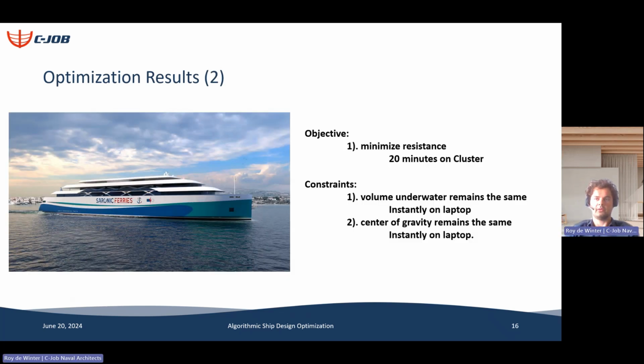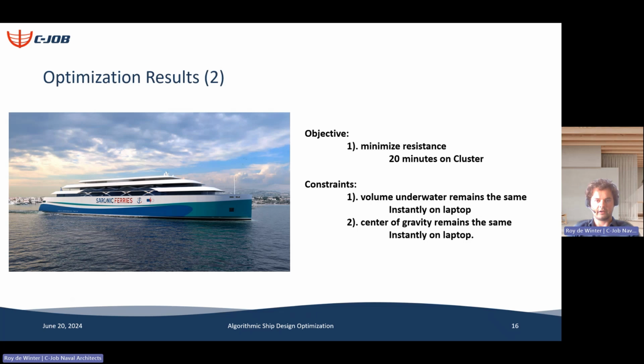Okay, let's go to optimization problem 2. In the second real-world problem, we optimize the hull for this roll-on, roll-off vessel. On this ferry, the cars roll on the back and roll off in the front. We optimize the hull below the waterline. This vessel only needed to be optimized for 1 speed, and therefore 1 evaluation required 20 minutes on the cluster.